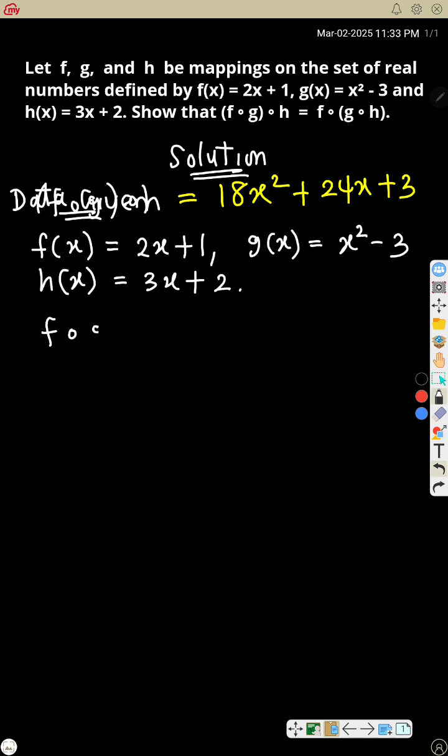F of g of h. Anytime you have functions like this, you have to do what you have in the brackets first. So what do we have in the bracket? We have g of h. Let's start with that, g of h. I will repeat what I have done first, so this will make it clearer. So follow again. g of h, that's the meaning.